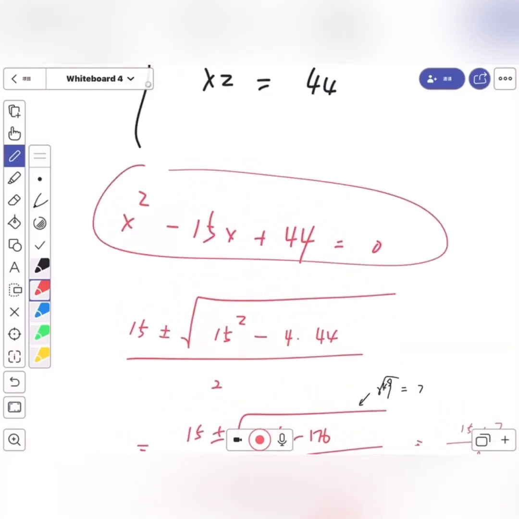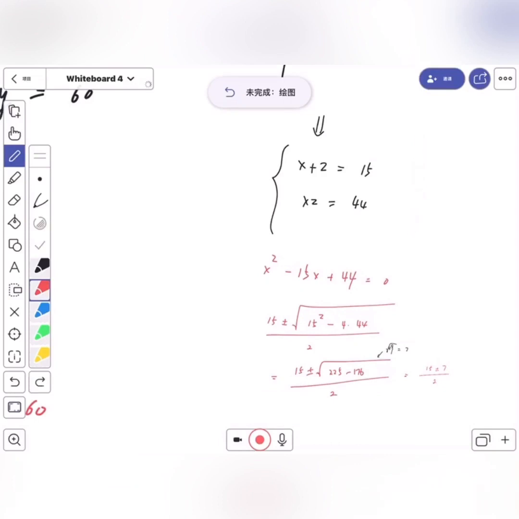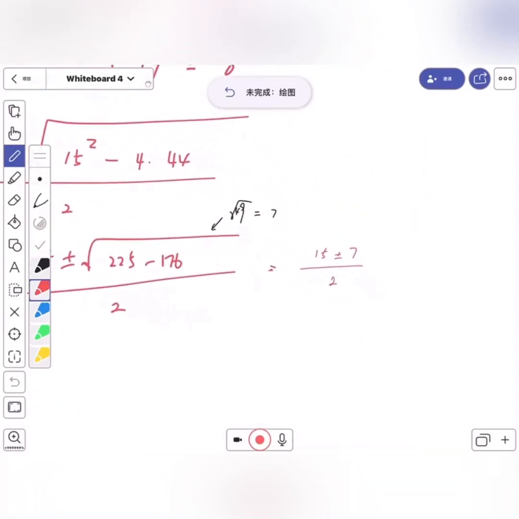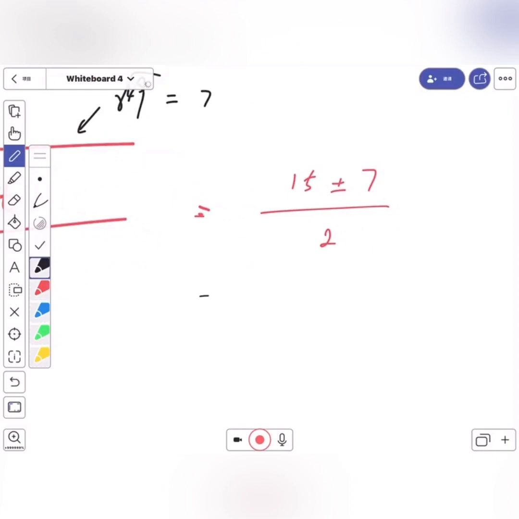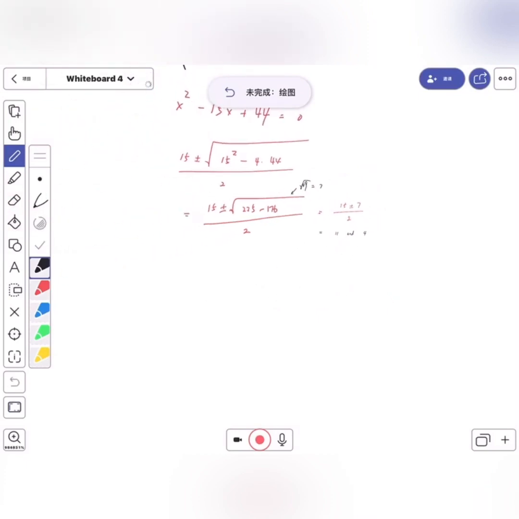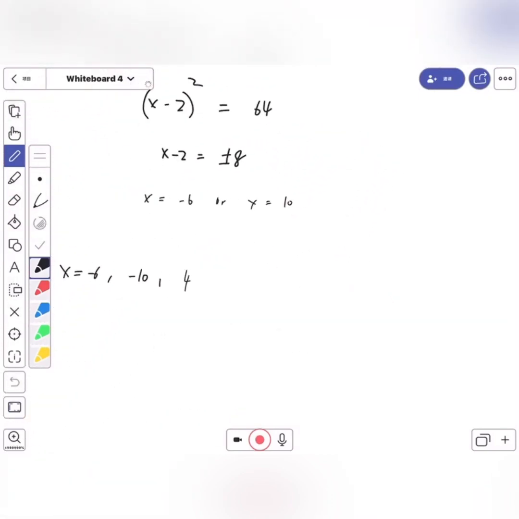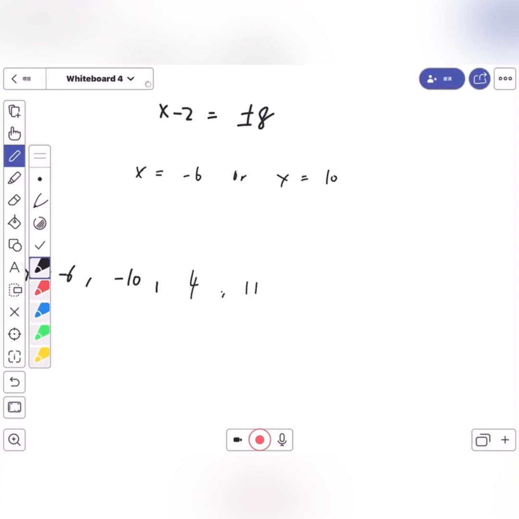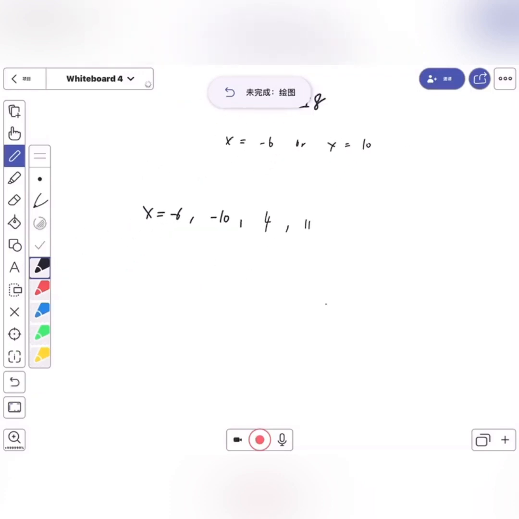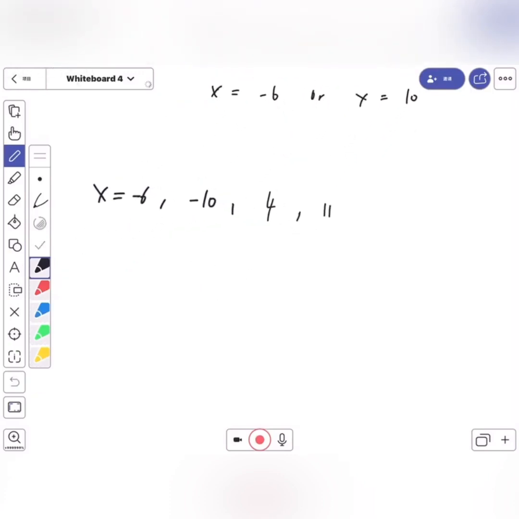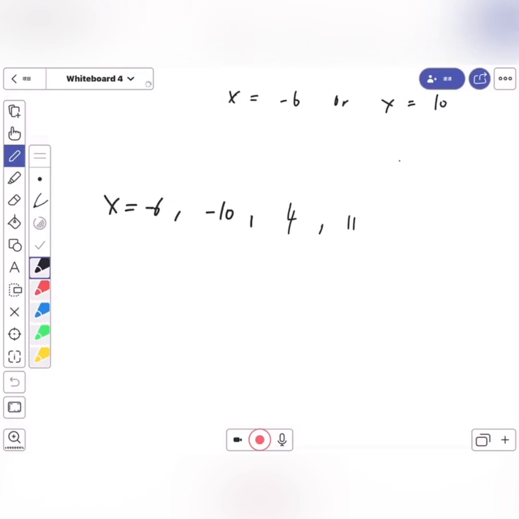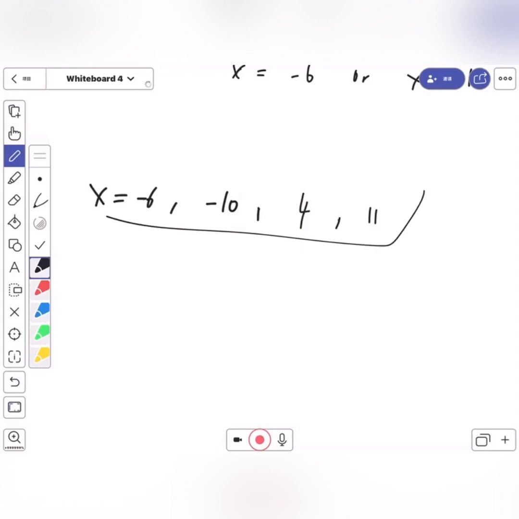I should be more precise here, since this x is not the same as this x. The x here is just a simple variable. So this basically gives us 11 and 4. But we know that 4 already exists, so we have to add only 11 to our list. And because we have done all the cases, these are indeed the only 4 values of x for this equation.